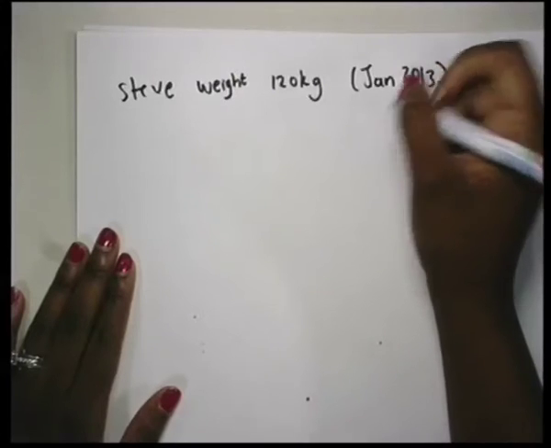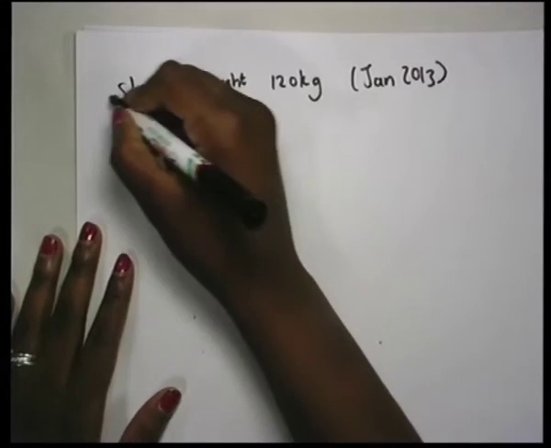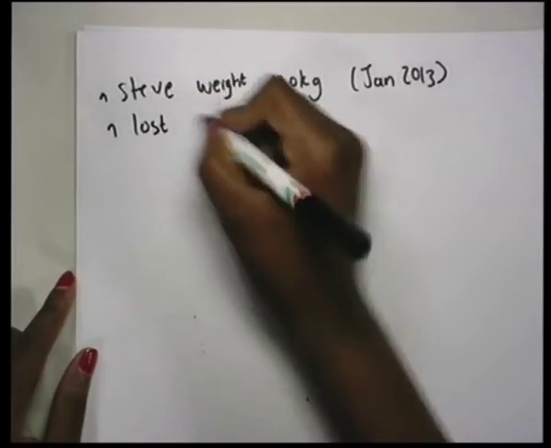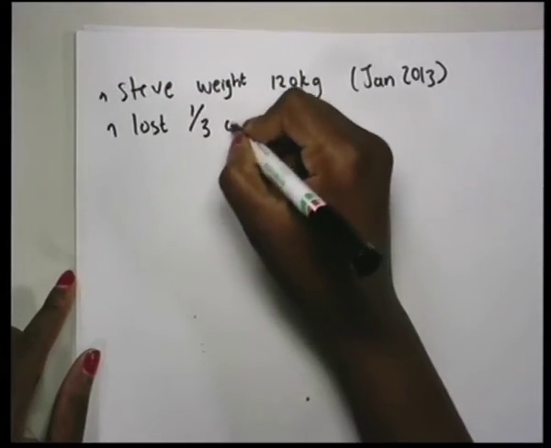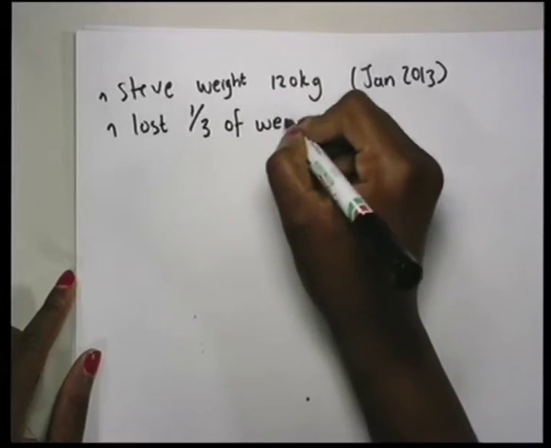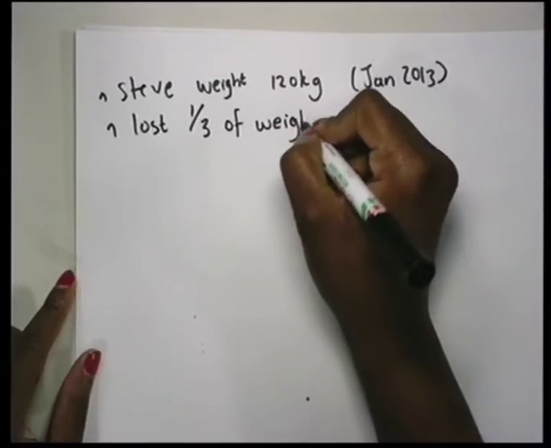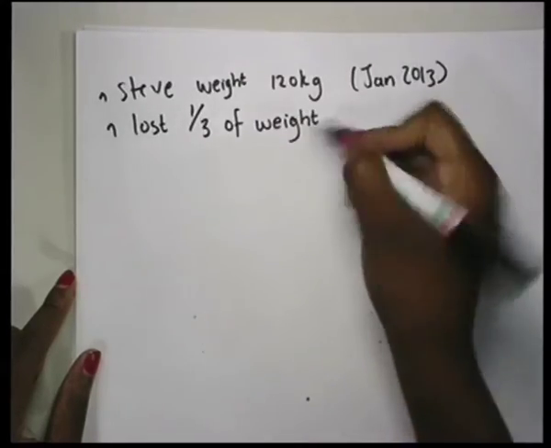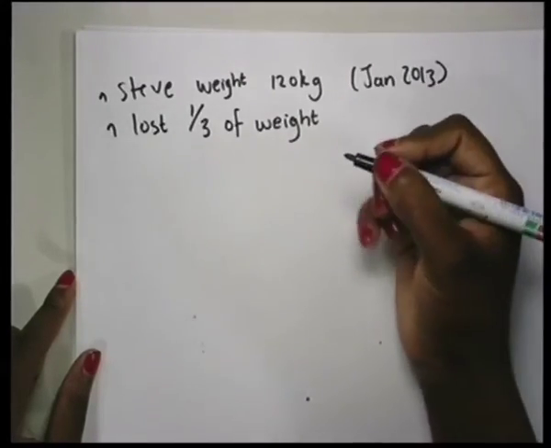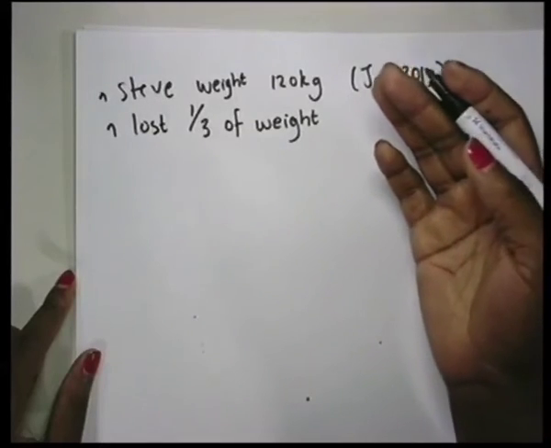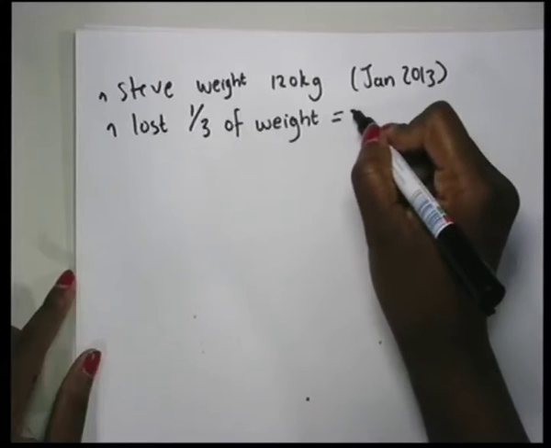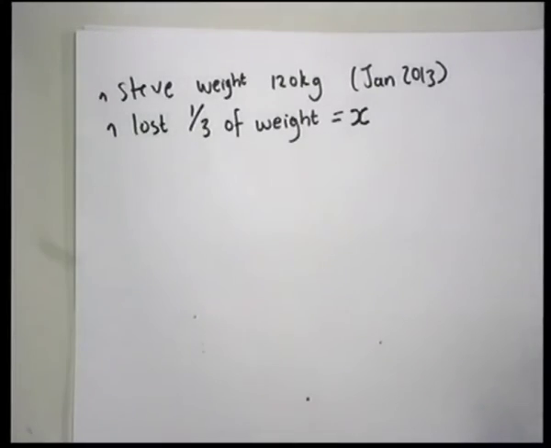And he lost a third of his weight. That's number 1. Number 2, he lost 1/3 of his weight, which we don't know exactly what that 1/3 is. So we'll call that 1/3 that he now lost, we're just going to call that X.